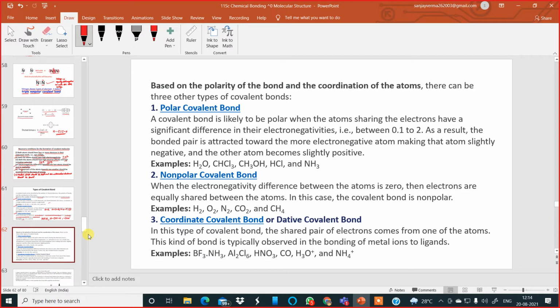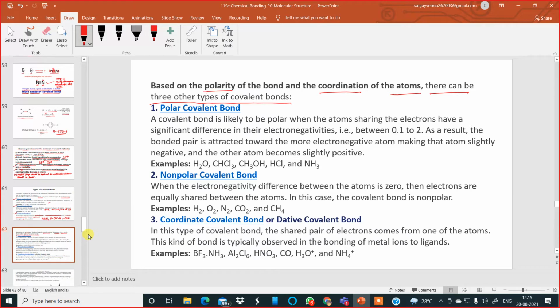Moving further and looking from the point of polarity of the bond and the coordination of the atoms, there can be three other types of covalent bonds. Okay, so based on the polarity and the coordination, can you hear? Can you hear? Yes, sir. Okay, somebody was asking something? No.